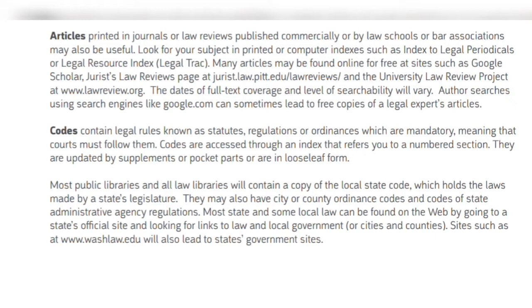Jurist Law Reviews page at juristlaw.law.pitt.edu, and the University Law Review Project at www.lawreview.org.